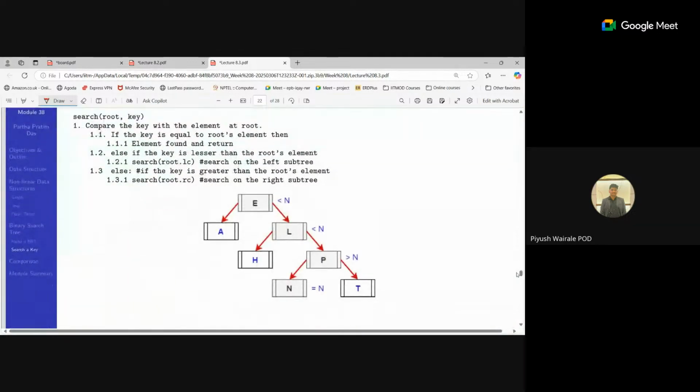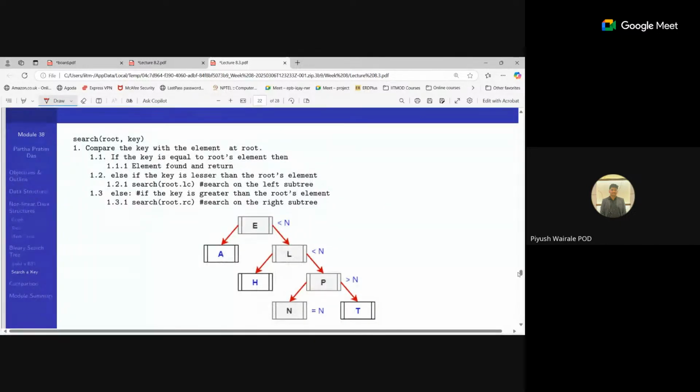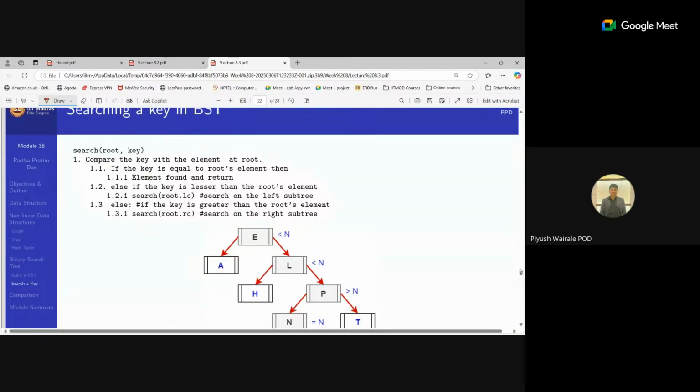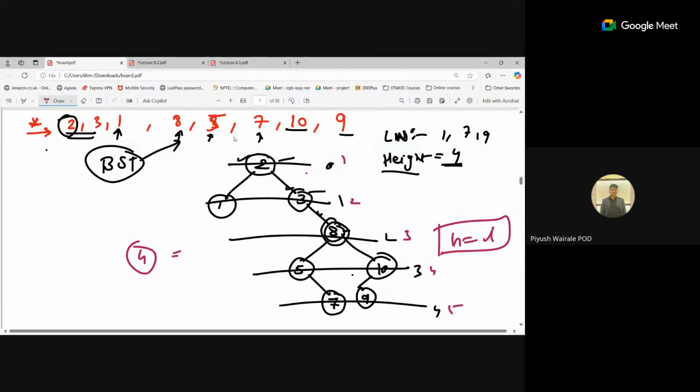So again, how do we search for a key in the binary search tree? We consider the root node and the key, and first compare with the root node. If it is equal to that element, then that's it, the element is found. Otherwise, if it is lesser than the root node, we go to the left subtree. If it is greater than the root node, we go to the right subtree. In this way, we can search for the element in the binary search tree.